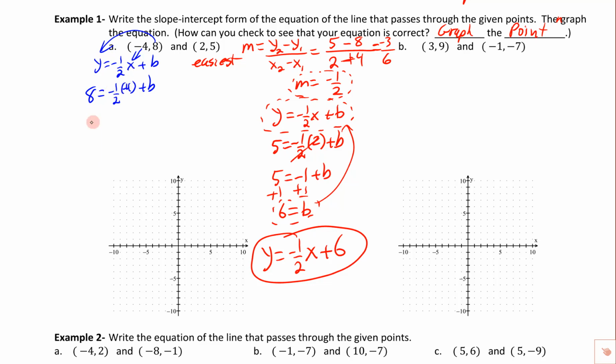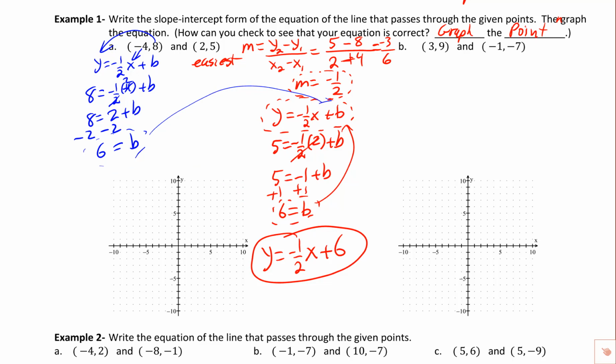So negative times a negative is positive. So these are going to cancel. That's going to be a 2. So this is going to be a positive 2, because negative times negative. And then we're going to subtract the 2. So we get b equals 6. Okay? Same 6 that I got before. I'd then take this and plug it in right there. But that is the right answer.